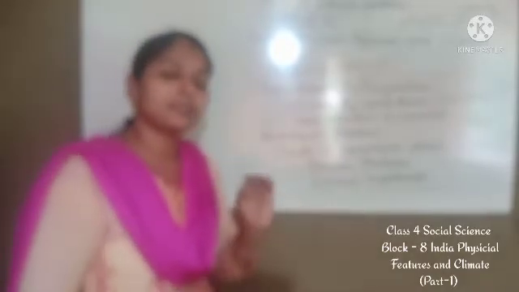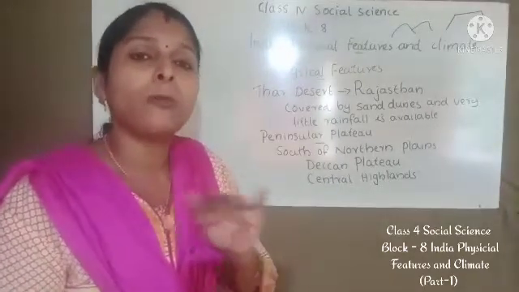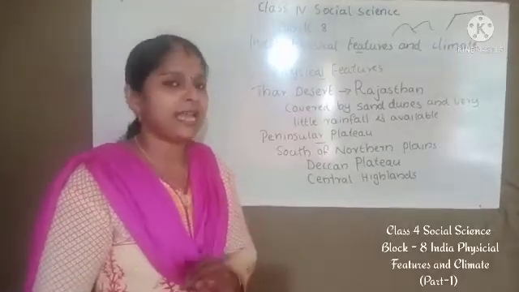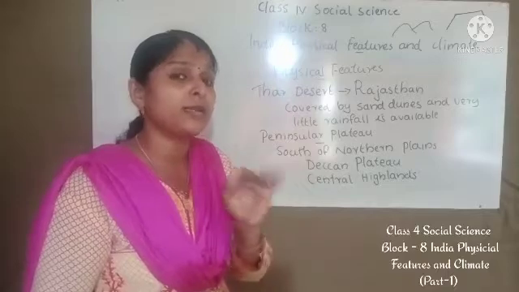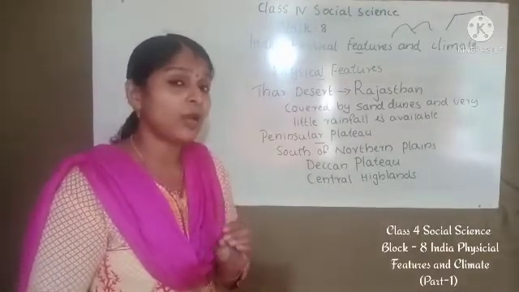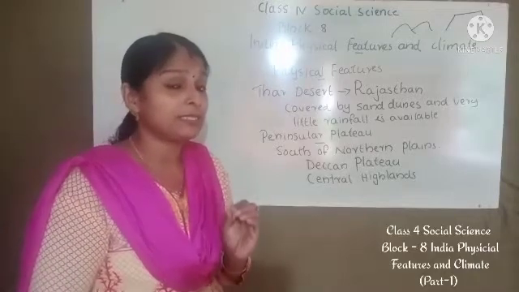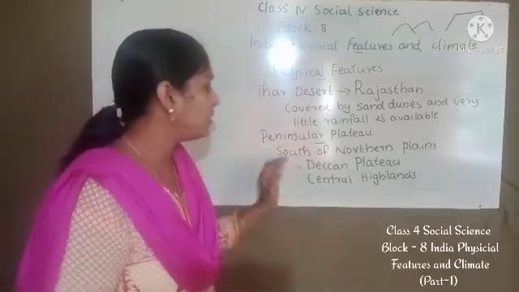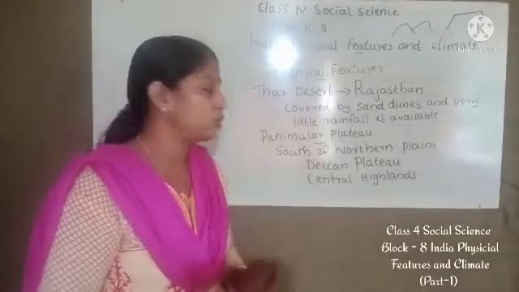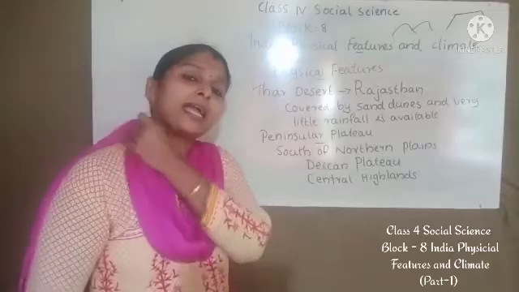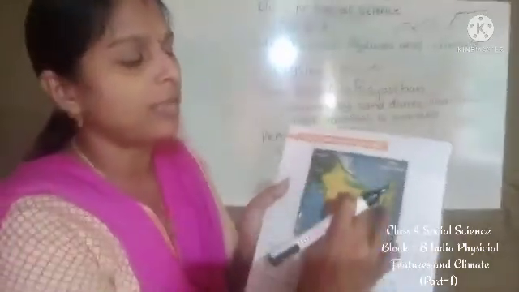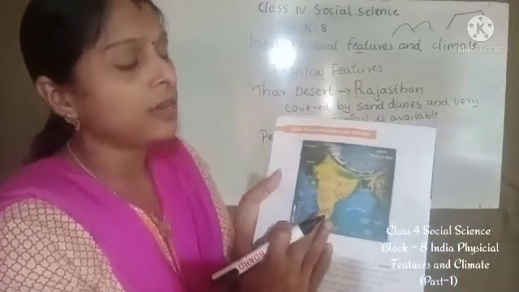It is just like a mountain, but the top is flat like a table. So it is also called tableland, and it is made of rocks. That is why this area has a very hot climate. Okay, so plateaus are divided into two groups, Deccan Plateau and Central Highlands. Deccan Plateau is the largest plateau in India. This triangle shaped area is the plateau.